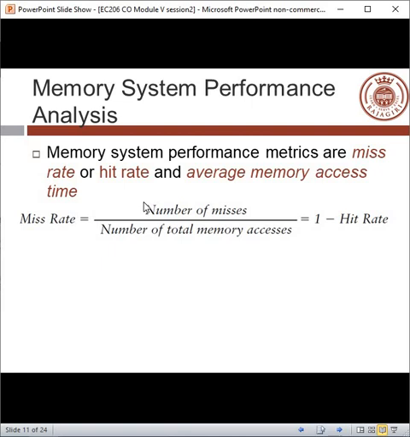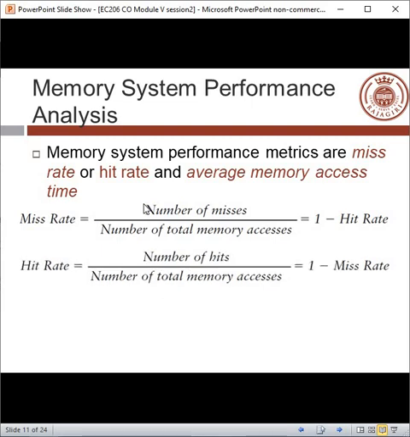So, suppose our processor is going to take some data from the cache, and the processor attempts 5 accesses from the cache. Assume that out of these 5 accesses, only 3 data were present in the cache. Then the number of misses is 5 minus 3, which is 2. So the number of misses is 2 and the total number of memory accesses is 5. So the miss rate will be 2 by 5.